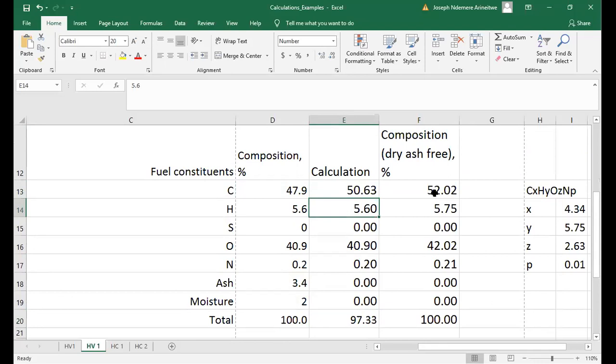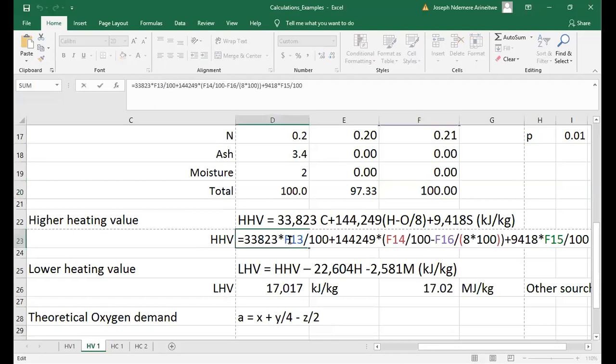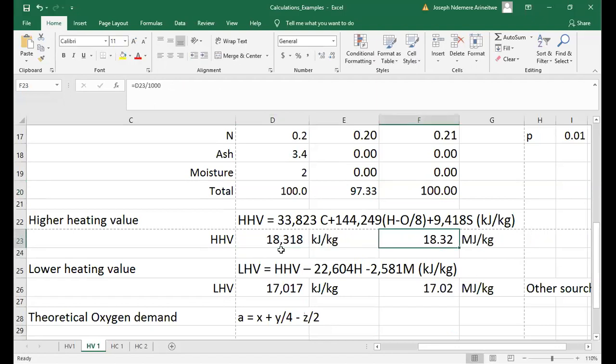And then after that, we normalize the composition so that our total is 100%. This was the second example we did, so people should have no problem. And then we use the empirical formulae to calculate the high heating value, which in this case was 18.32 megajoules per kilogram, or 18,318 kilojoules per kilogram. We can also use another empirical equation to determine the lower heating value by assuming that the water vapor and the energy it contains is lost as we do the heating or burning.